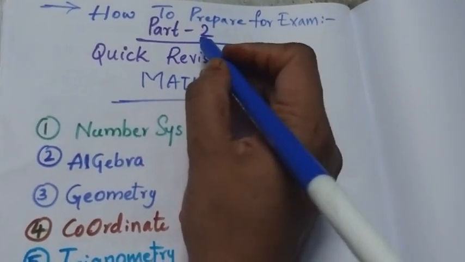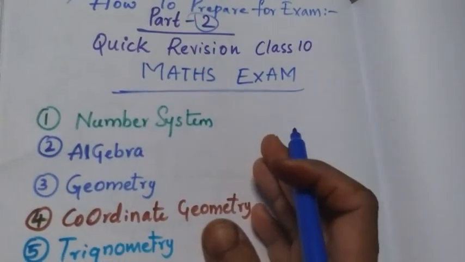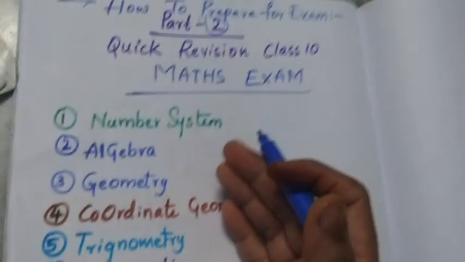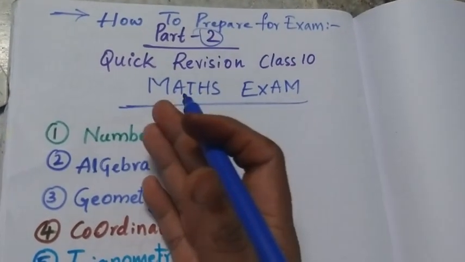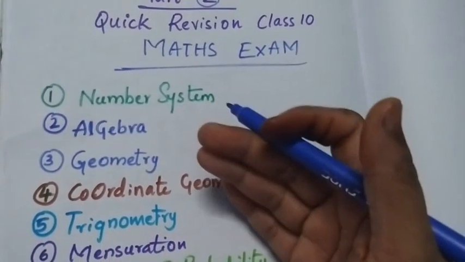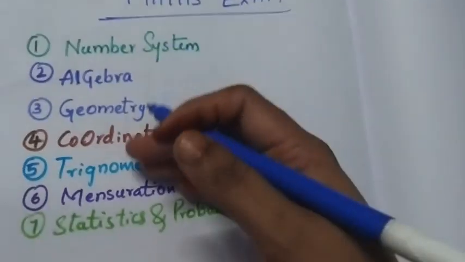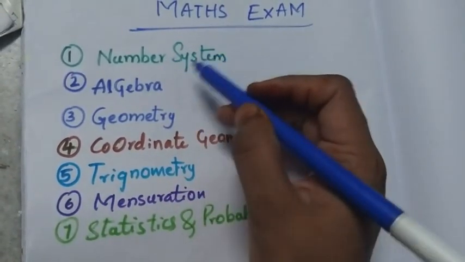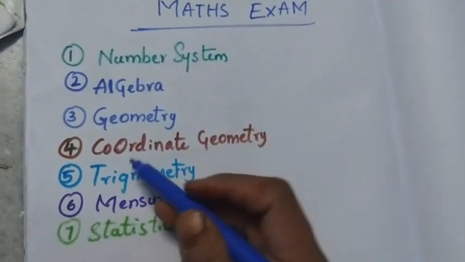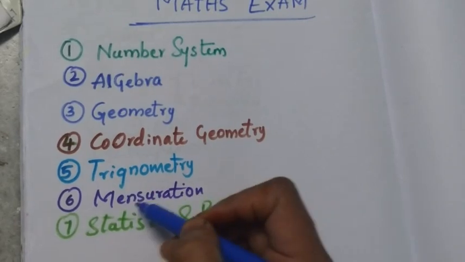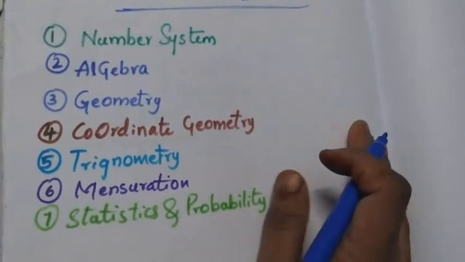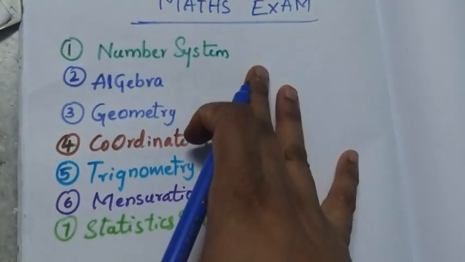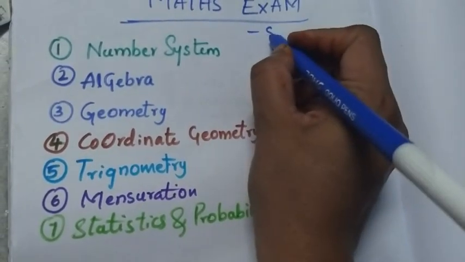Okay, part 2. I am going to show here how to prepare and what to prepare for the exam, and a quick revision in this video. Okay, coming to the topics, we have 7 units. They are number system, algebra, geometry, coordinate geometry, trigonometry, mensuration, statistics and probability. Based on these 7 units we get 80 marks.